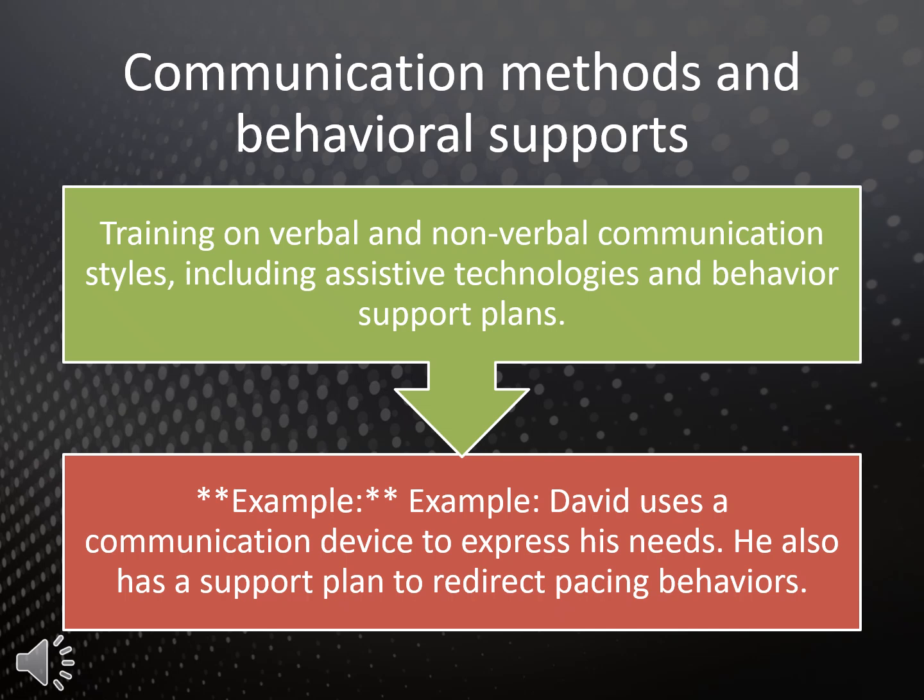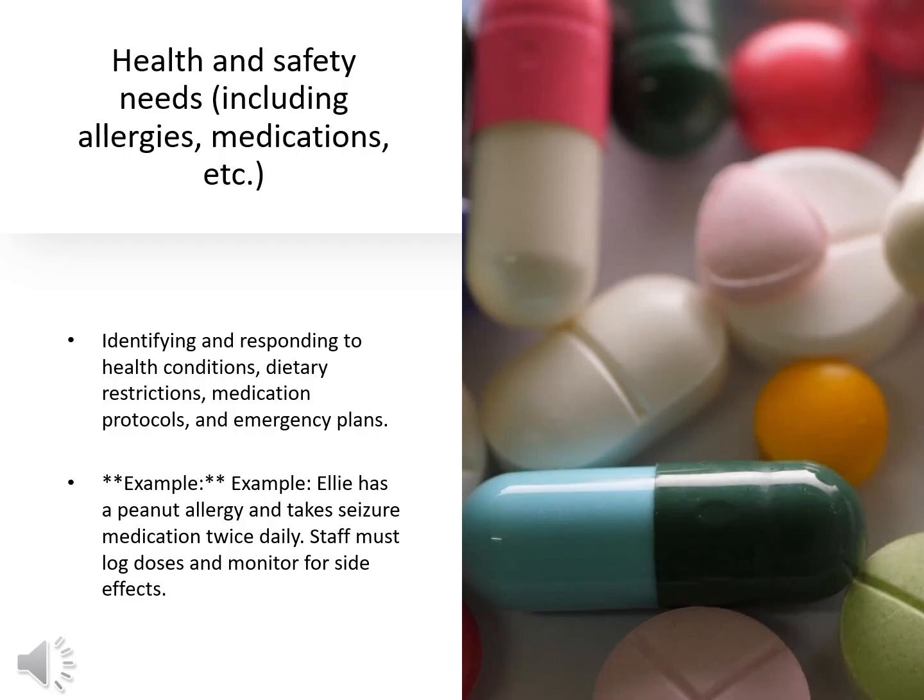Communication methods and behavioral supports. Training on verbal and nonverbal communication styles, including assistive technologies and behavior support plans. Example: David uses a communication device to express his needs. He also has a support plan to redirect pacing behaviors.